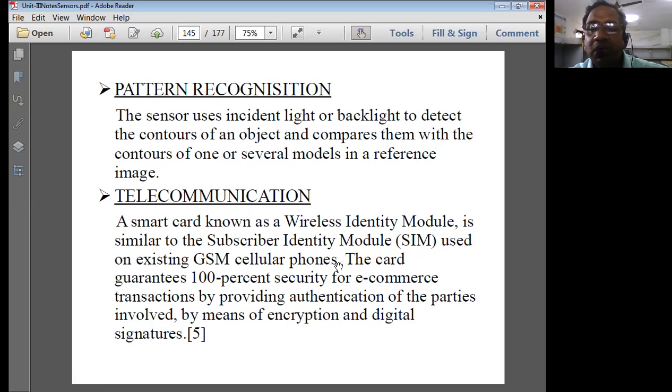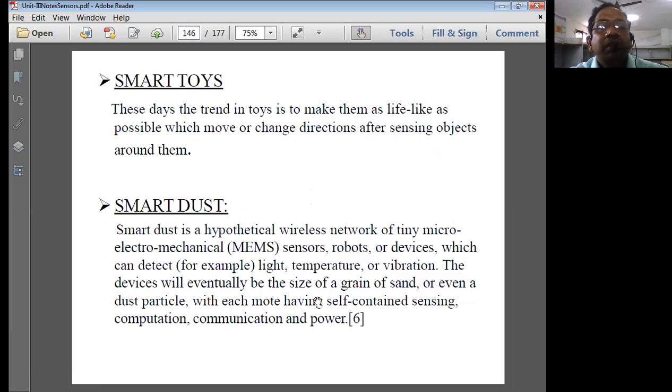This SIM card has a small chip, and this chip contains the entire information of that particular card. Then similarly, smart toys and smart dust elements. Smart dust is a hypothetical wireless network of tiny microelectromechanical systems, known as MEMS, which act as sensors. Robots are devices which can detect light energy, temperatures, and vibrations.